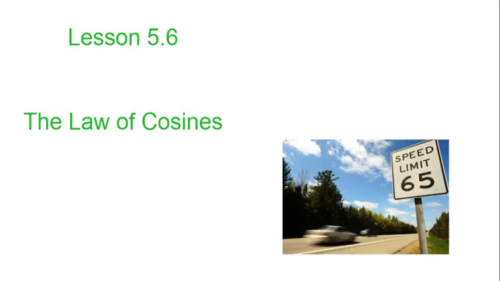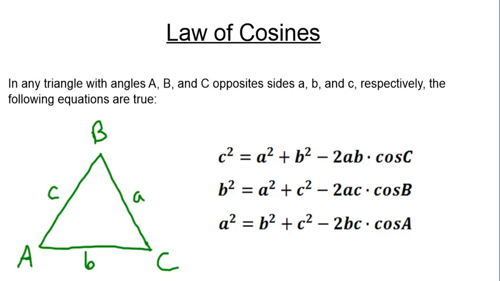In lesson 5.6, we're going to talk about the second law in trigonometry, the law of cosines. We're going to use this law, just like the law of sines, to help solve triangles. So the law of cosines says, in any triangle with angles A, B, and C, opposite of sides a, b, and c respectively, the following equations are true.